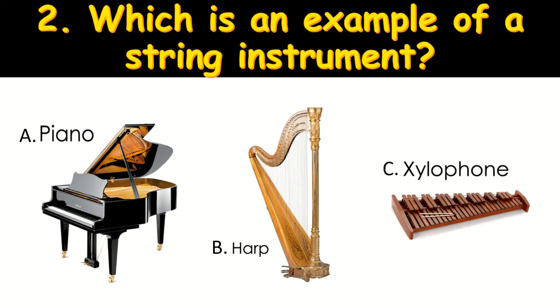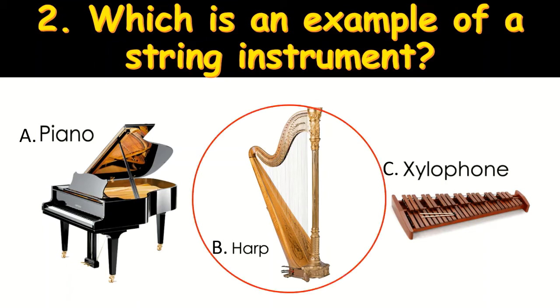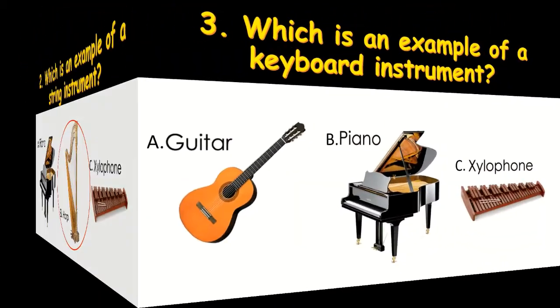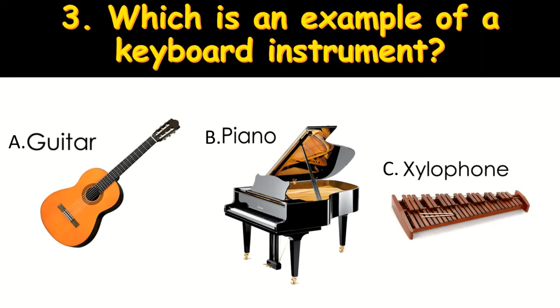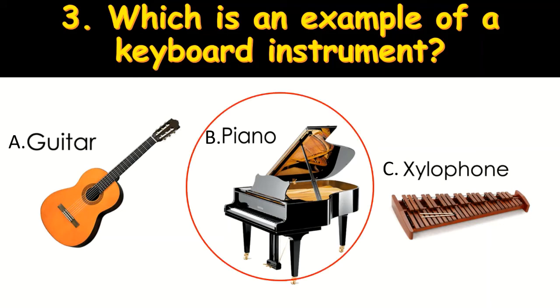Number 2. Which is an example of a string instrument? Correct. It is the harp. Which is an example of a keyboard instrument? That's right, the piano.